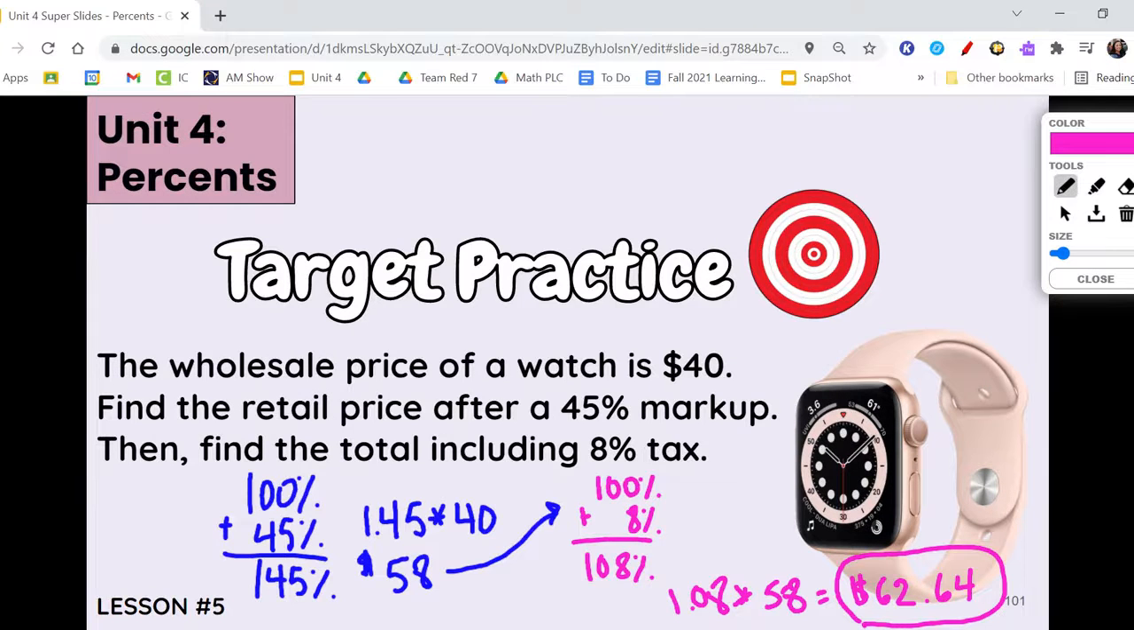All right, here's my answer. So first I marked up the price by 45%. I got $58 for the retail price. Then I marked up the retail price by 8% for tax, and I got $62.64.